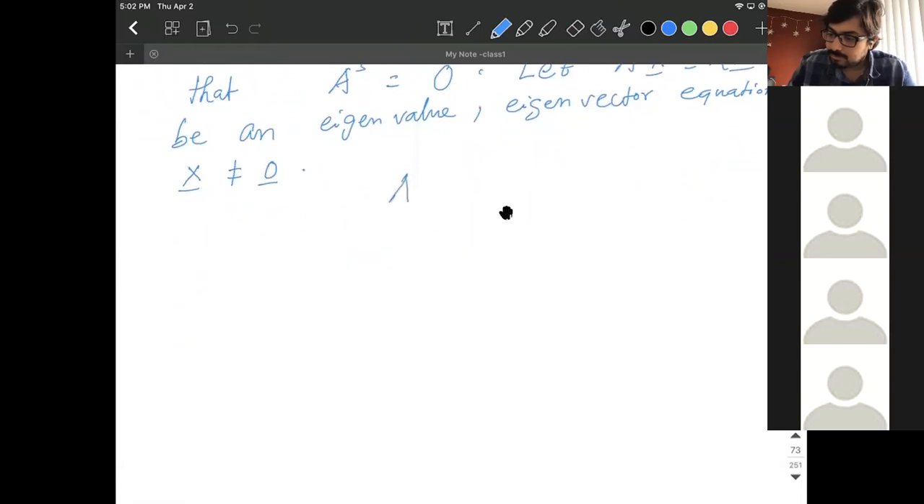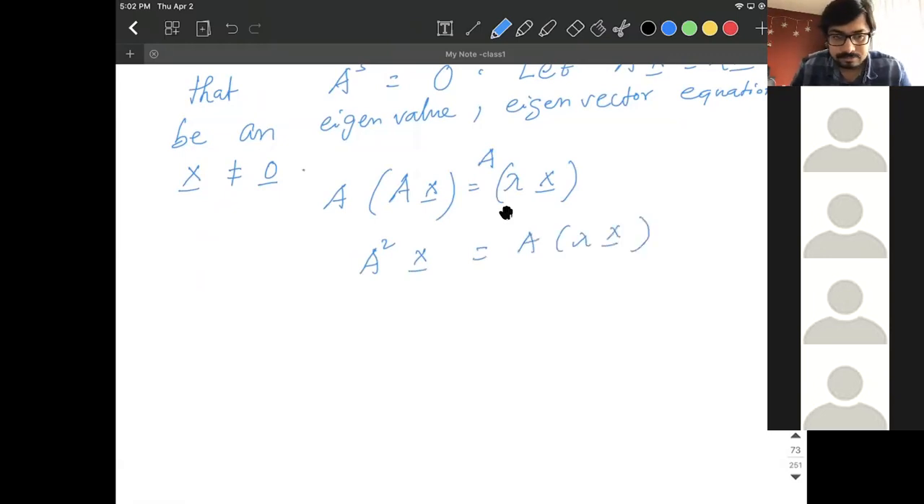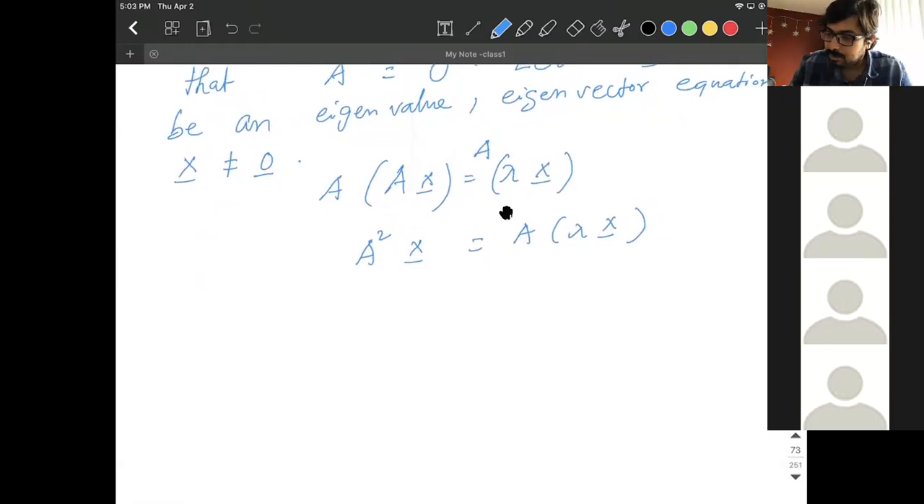Now what we can do is the following. So we have Ax equals lambda x. So we multiply with A on both sides. Okay. So then A square of x equals A times lambda x. Now lambda being a scalar, so this is simply lambda times Ax. The scalar comes out. Now Ax once again is lambda x, so this is lambda times lambda x. So this is lambda square x.